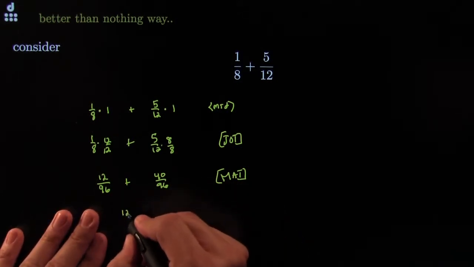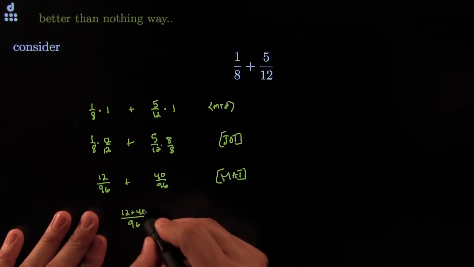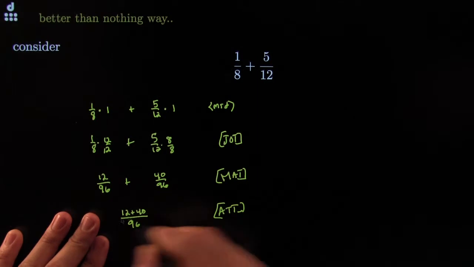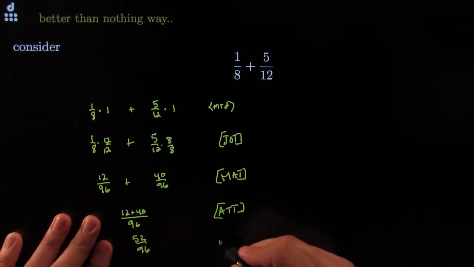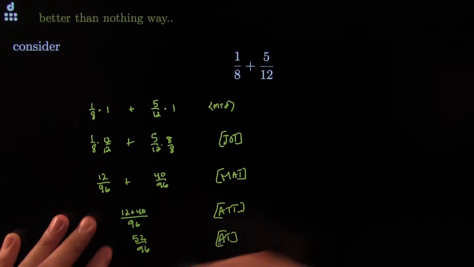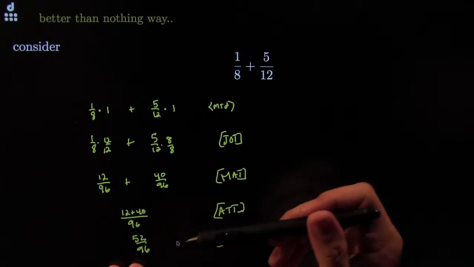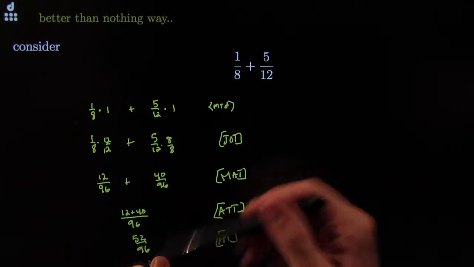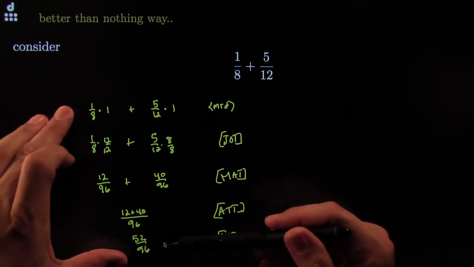Now we just add the tops. 12/96 plus 40/96. This is by ATT. Then you add the tops. That becomes 52/96. And that's by addition table, and yippee-ki-yay. You could reduce that if you want, or if your teacher demands it. But that's a different skill. We'll practice it on another occasion. I'll let you finish that if you like, or leave it like that. That's fine.